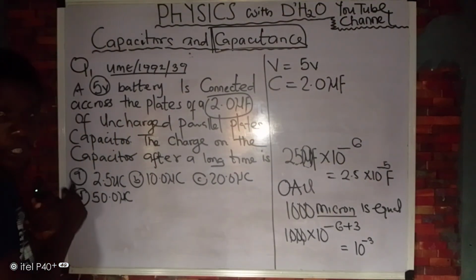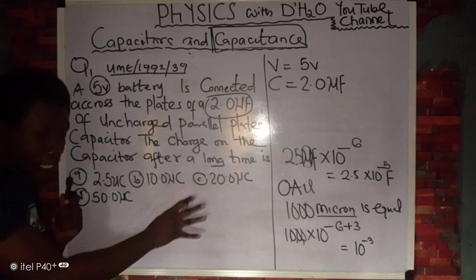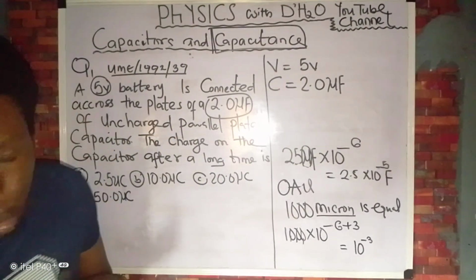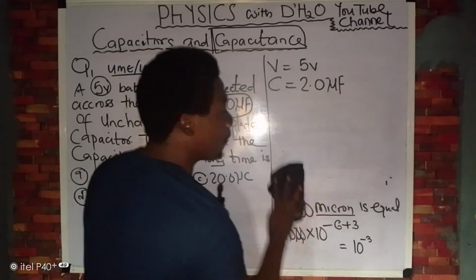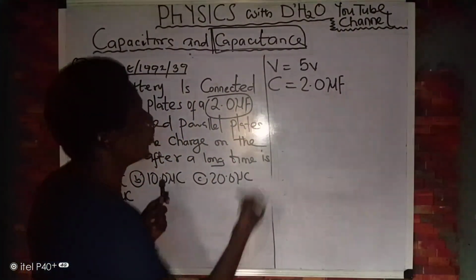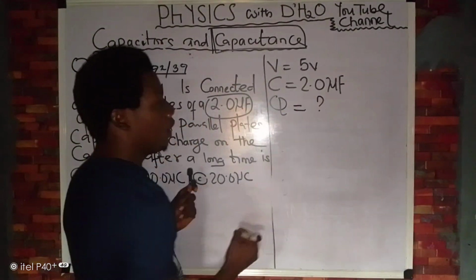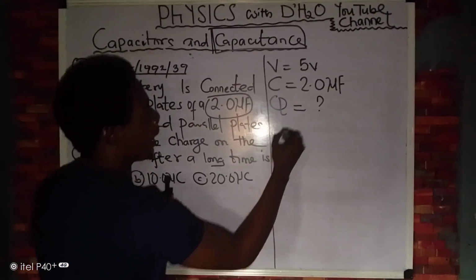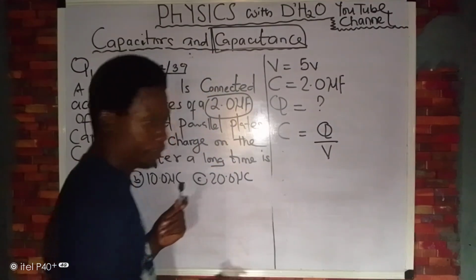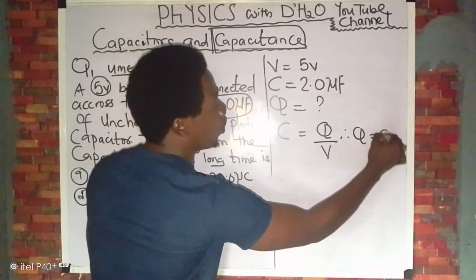But according to this question, if you look at the options very well, you will see that the micro is still in the options. So we don't have to convert this at all. No, it should not be converted. So what do we have to do? Very easy. Remember that we are looking for the quantity of what? Charge. And remember also that capacitance is the ratio of the charge to the potential difference. Therefore, our charge will now be equal to what?